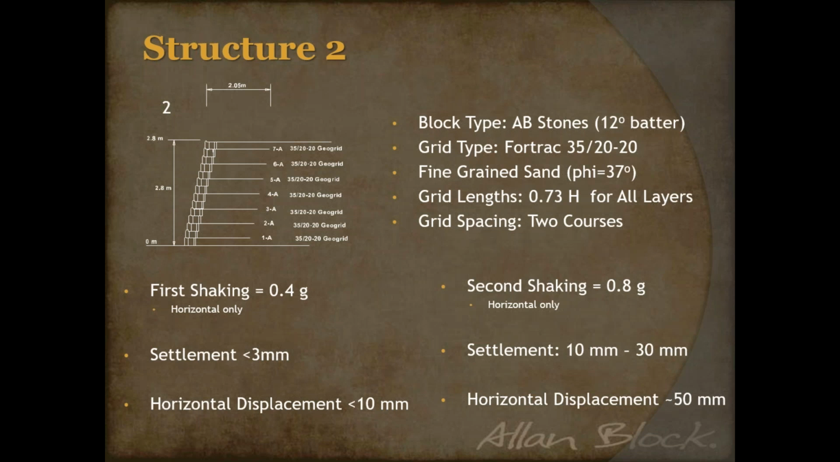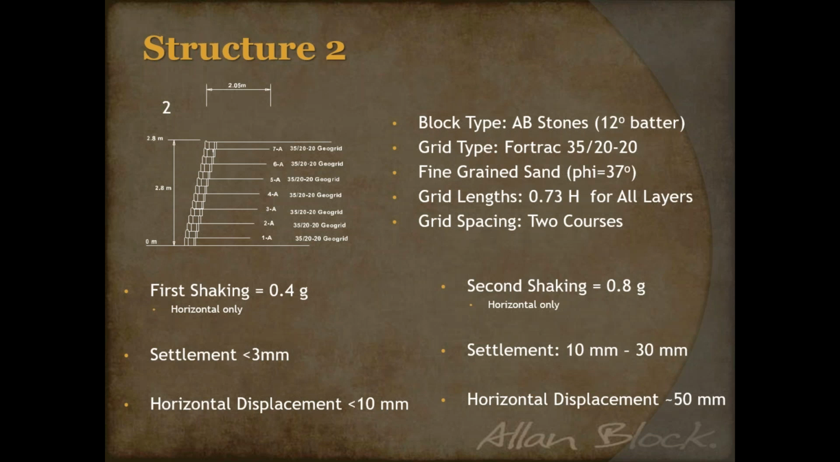10 millimeters to 30 millimeters for settlement, displacement was under 50. Now remember, the 3 core spacing was 30 to 90 millimeters of settlement. So we cut it by a third just by going from 3 block spacing down to 2 block spacing.